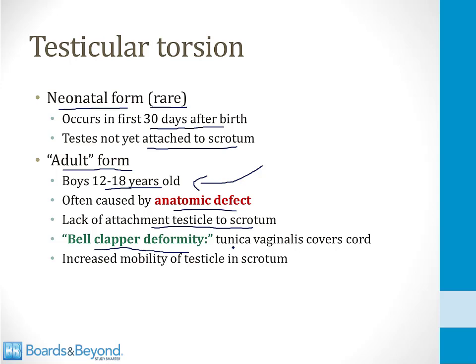That's where a structure called the tunica vaginalis covers the spermatic cord so it cannot attach to the wall of the scrotum. This leads to increased mobility of the testicle in the scrotum. If you've ever seen a bell in a tower, there is a ball that bangs against the walls of a metal structure surrounding the ball, and that metal structure surrounding the ball is called a bell clapper.